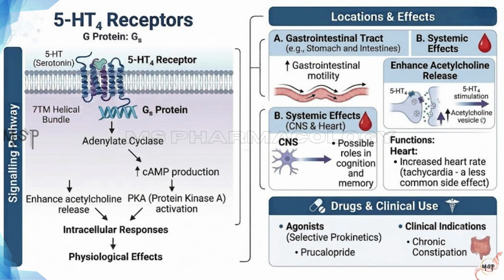Moving to 5-HT4 receptors. These receptors are coupled to GS proteins and are expressed mainly in the gastrointestinal tract, heart, and central nervous system. Activation of 5-HT4 receptors stimulates adenylyl cyclase, increases cyclic AMP levels, and enhances gastrointestinal motility by promoting the release of acetylcholine. A clinically important example is prucalopride, a selective 5-HT4 receptor agonist that is used in the treatment of chronic constipation.